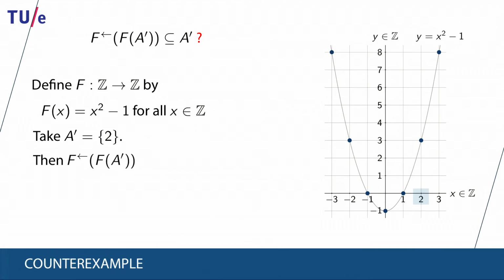Then we can compute the source of the image of A' by first computing the image of A', which is the set consisting of the integer 3, and subsequently computing the source of that set, which is the set consisting of the integers -2 and 2. Note that -2 is in the source because -2 also maps to 3, but it isn't in the set A'. We have found a counterexample consisting of a concrete mapping F and a subset A' of its domain, such that the source of the image of A' is not a subset of A'.